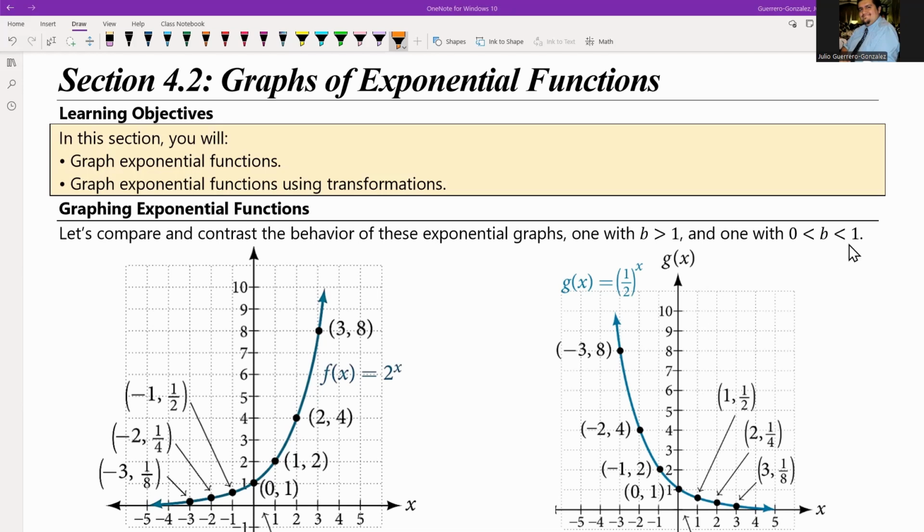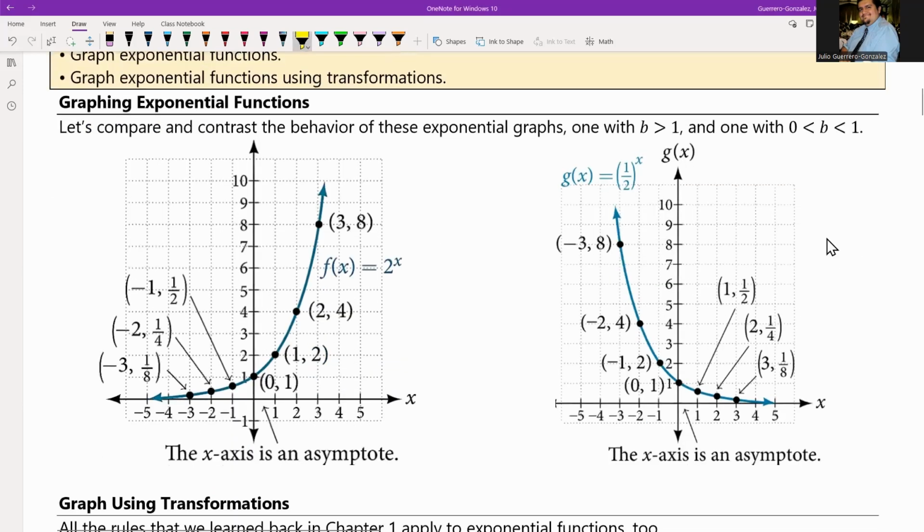So let me start with just one observation when graphing exponential functions. There are two graphs here. If you recall what an exponential function looks like, it's b to the x. So we have these kinds of functions here. In particular, there are two of them. There's g of x equals 1/2 to the x, which is on the right hand side of the screen, and then we have f of x, which is 2 to the x, which is on the left hand side of the screen.